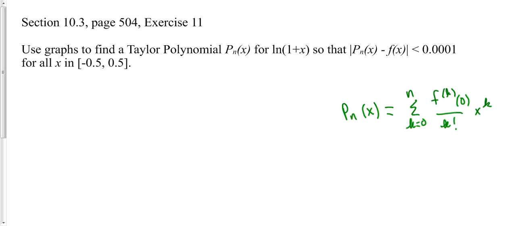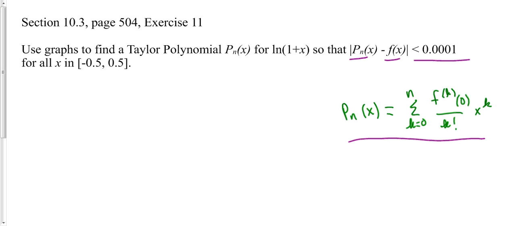So what we're trying to do is find an n value so that when we take the difference between that order Taylor polynomial and our original function, the absolute value of that difference is going to be good enough, which we talked about in the last video. So let's start by reminding ourselves what a Taylor polynomial is. And that is the summation from k equals 0 to n for whatever order we're looking at, of the kth derivative evaluated at 0 divided by k factorial times x to the k.